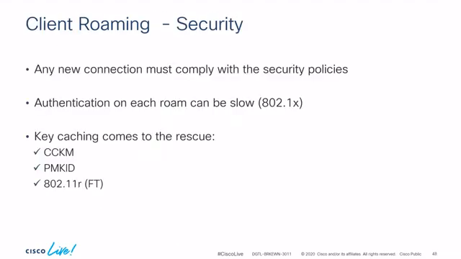So security, remember, any new connection must always comply with security policy. So if we're doing 802.1x, every time he roams, he has to do 802.1x. Now, of course, if we're caching keys, that can help. CCKM, PMKID, 11r, fast transition, all those are going to help avoid delays in roaming.